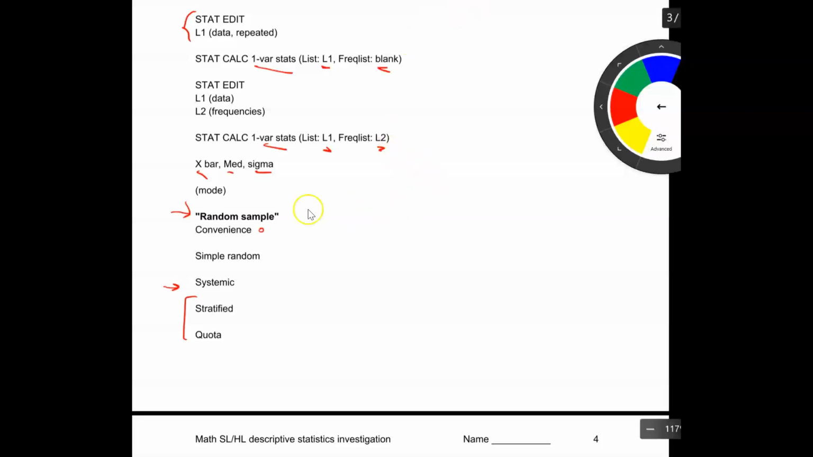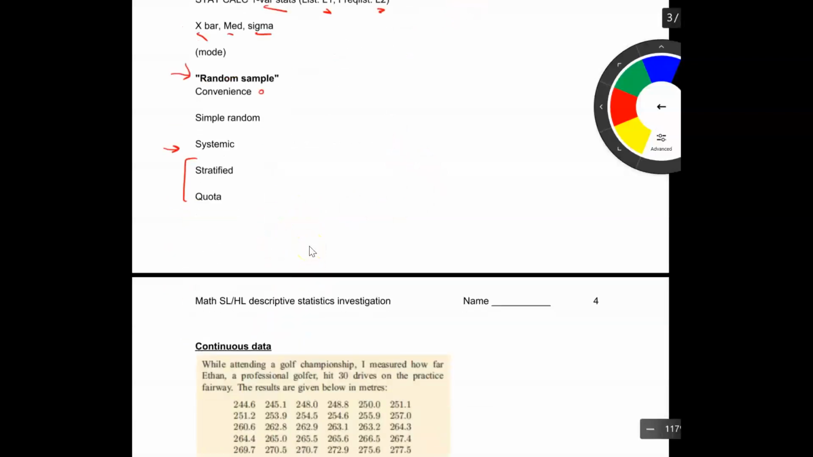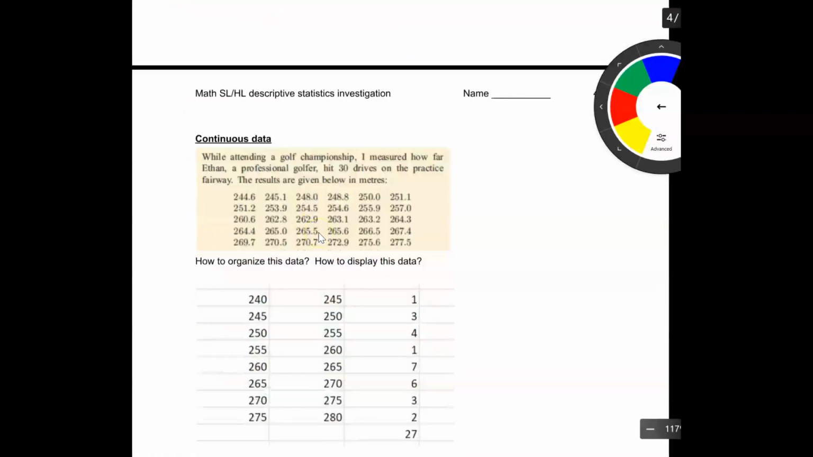Okay? So this information about how to take samples is something new that is in our syllabus starting this year, which it wasn't up till now.